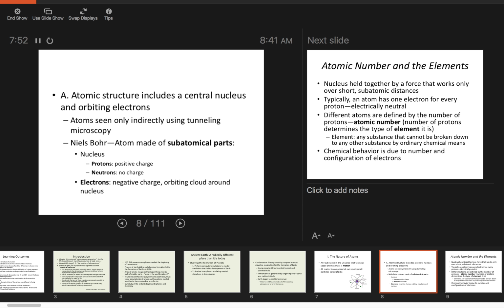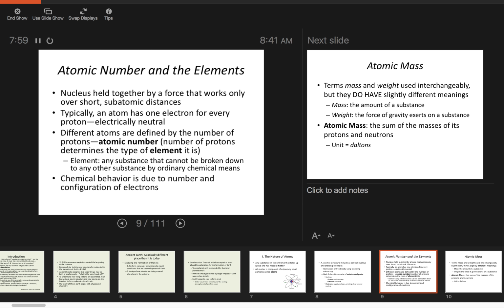So a few terms you need to know for your test. I cannot stress this enough. And if you want, I can give you an additional chemistry packet to work through the difference between atomic number and atomic mass.